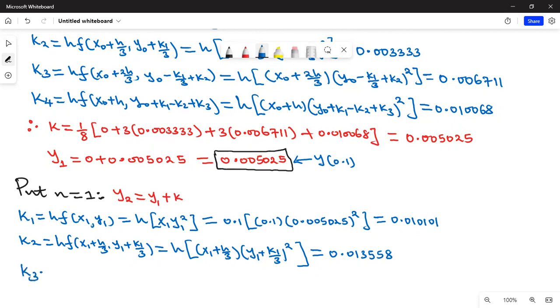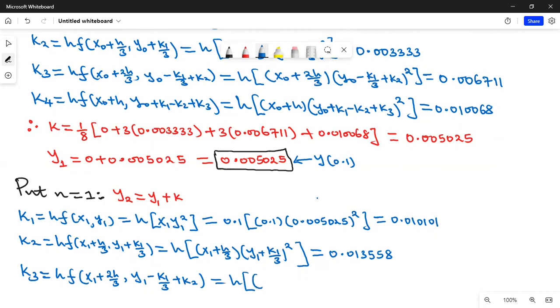k3 is equals to h f of x1. What are we adding? It is 2h over 3. Then y1 minus k1 over 3 plus k2. And so this is equals to h. Look at our definition of f of x, y, that is x y squared. So where there is x, I'm going to put x1 plus 2h over 3, and where there is y, you put y1 minus k1 over 3 plus k2.